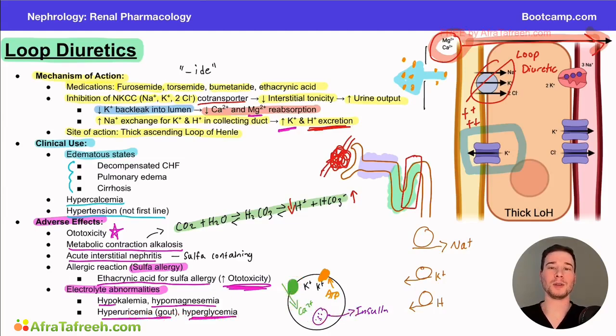If we decrease the stimulation and release of insulin, what's that going to do with blood sugars in the body? That's right, they're going to be elevated. And that's why we can get a hyperglycemic state in patients who are on loop diuretics.